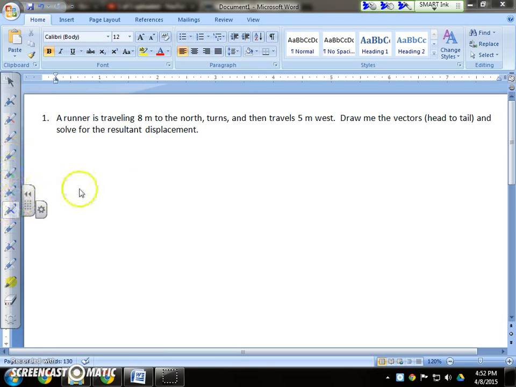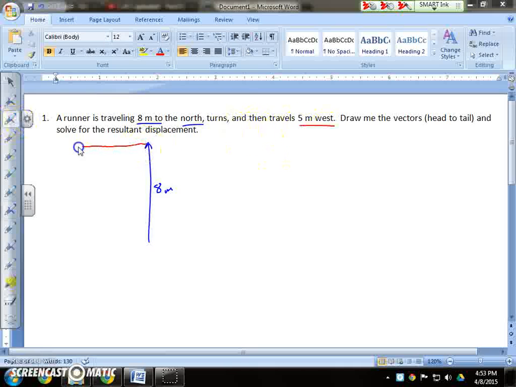Anyhow, in terms of our first problem, we are going to start off with a runner traveling 8 meters to the north, and they turn and they break 5 meters to the west. So we'll start off with our 8 meters to the north. Nice little vector going that way. Label it 8 meters to the north. And then we happen to turn and travel 5 meters west. So that's going to be 5 meters this way.